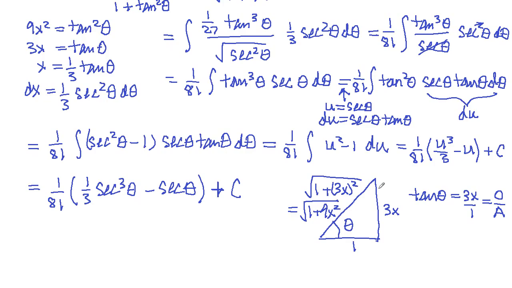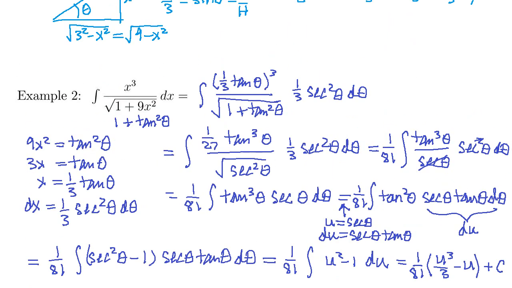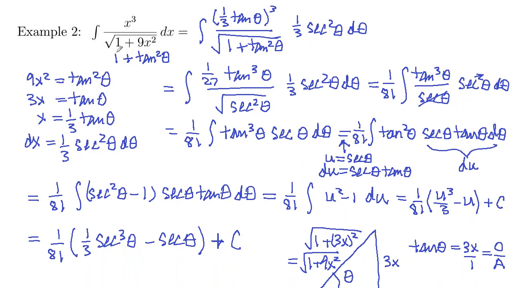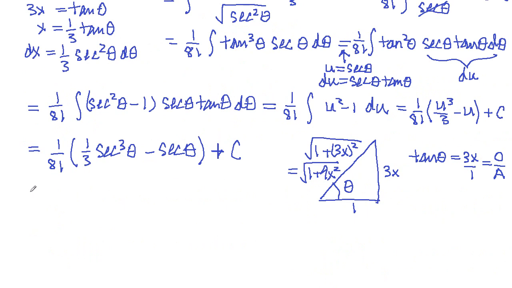And look here, if you go back to our original problem, right there's our root 1 plus 9x squared. So that's confirmation that we set our triangle up right. Now we just need an expression for secant theta. Secant is 1 over cosine, and cosine is adjacent over hypotenuse. So secant theta is going to be hypotenuse over adjacent. The hypotenuse is root 1 plus 9x squared, and the adjacent is 1. So root 1 plus 9x squared is our secant.